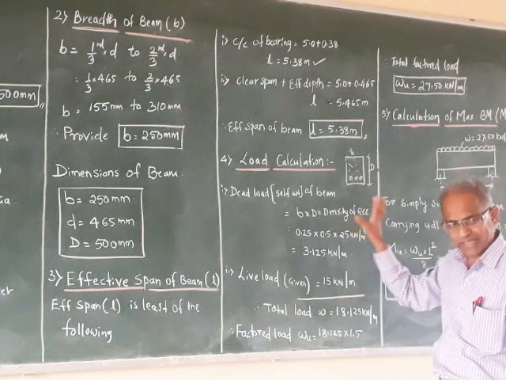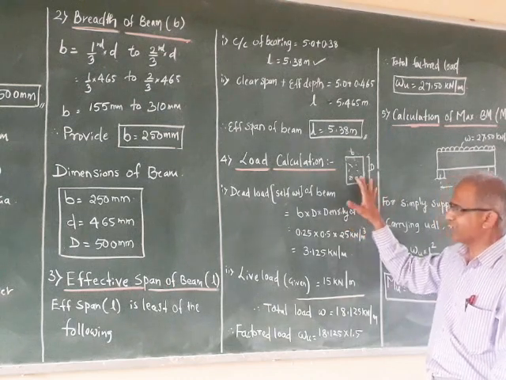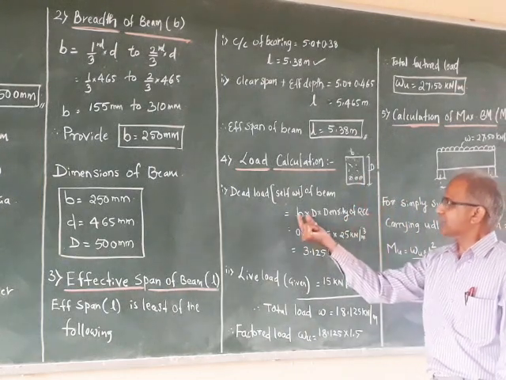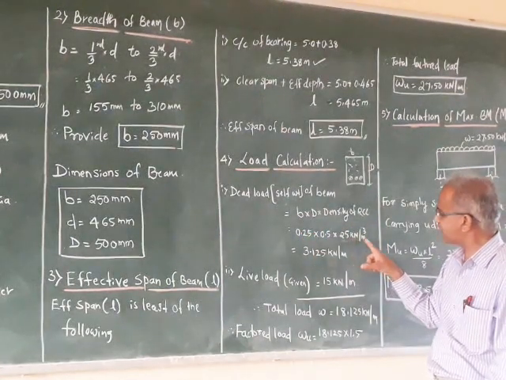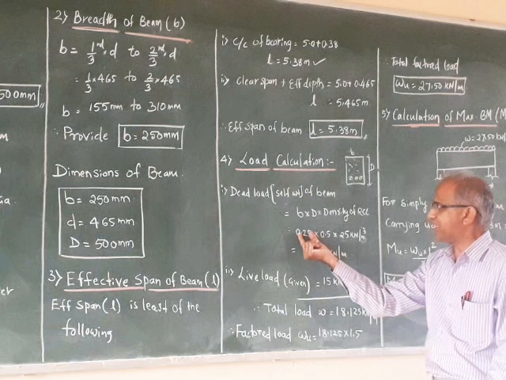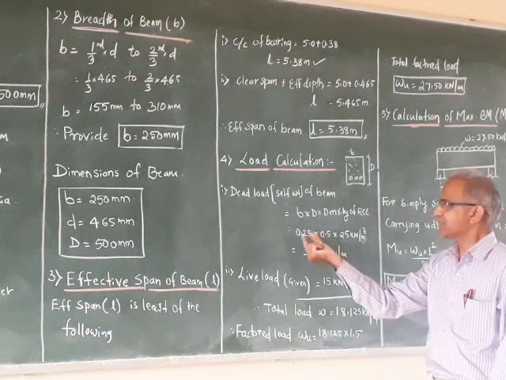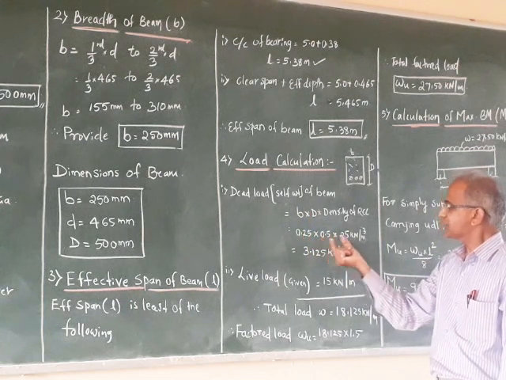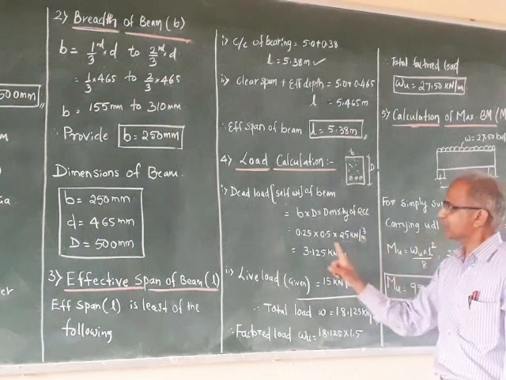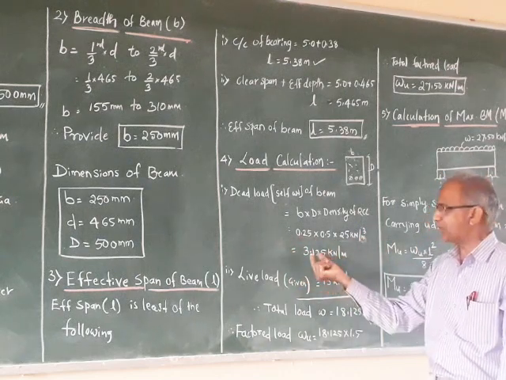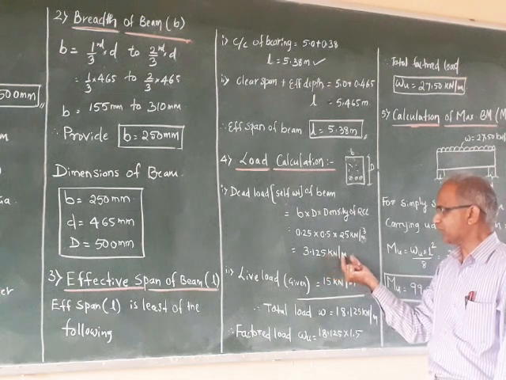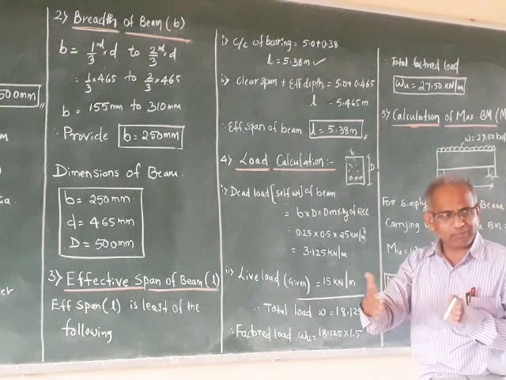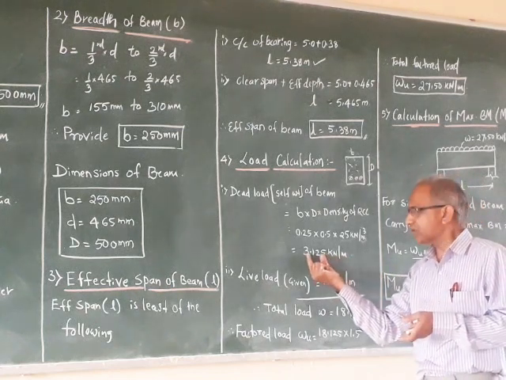If you are taking only plain concrete without reinforcement, only concrete, then density will be 24. Remember. So here RCC is there. So B and D are substituted in meter, because density is in kilonewton per meter cube. So 0.25, that is 250 mm means 0.25 meter, 0.5 meter into 25 kilonewton per meter cube. So the total dead load of the beam will be 3.125 kilonewton per meter. Means what it indicates? Okay, for 1 meter of beam, how much will be the load?